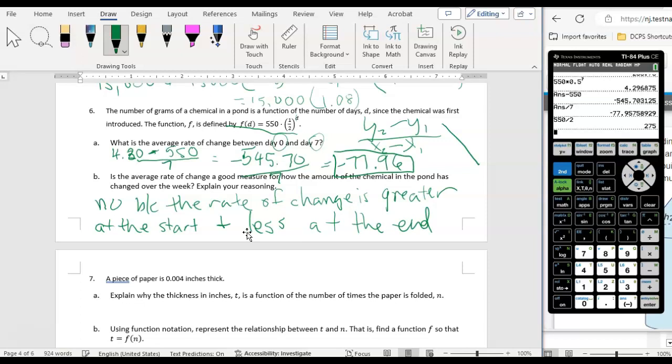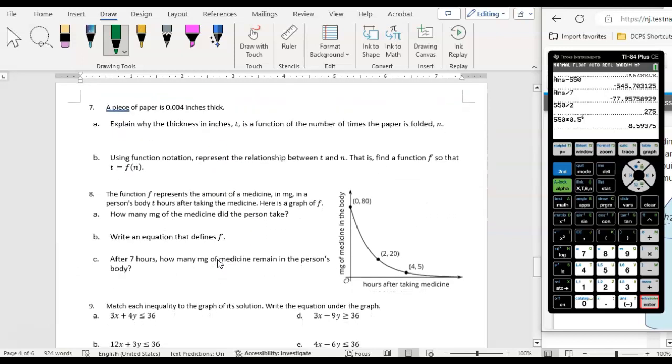Right, if we look at days 6 to 7, that's going to be a very small change that actually happens. We calculated day 7, so day 6 would be 550 times 0.5 to the power of 6, which is 8.59. So that is a change of about 4, right? And so for the end of that, it's a very small amount. In the beginning, it's 250 or 275. It's a much bigger amount.